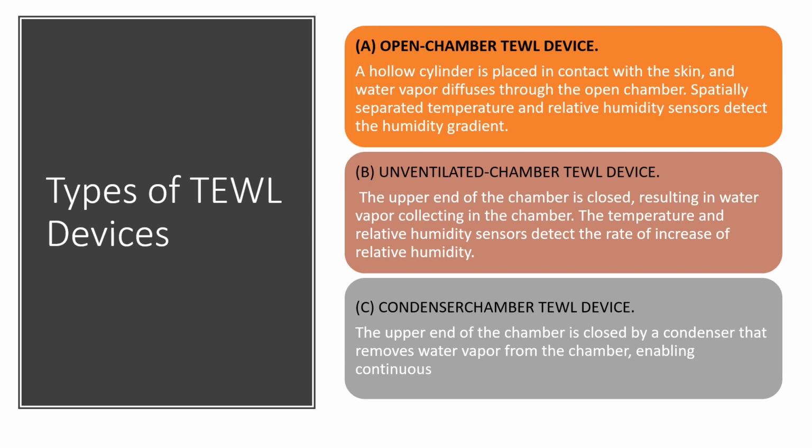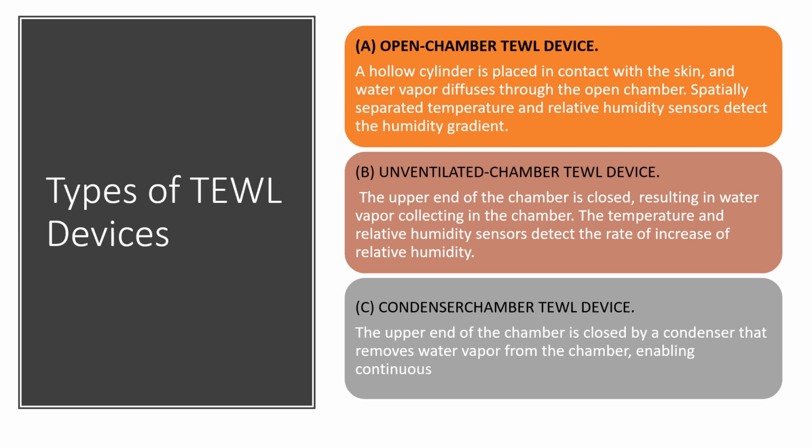So the open chamber device is a hollow cylinder which is placed in contact with the skin, and water vapor diffuses through the open chamber. Separate temperature and relative humidity sensors detect the humidity gradient. Now the unventilated chamber transepidermal water loss device is like the upper end of the chamber is closed, resulting in water vapor collecting in the chamber. The temperature and the relative humidity sensors detect the rate of increase of relative humidity.